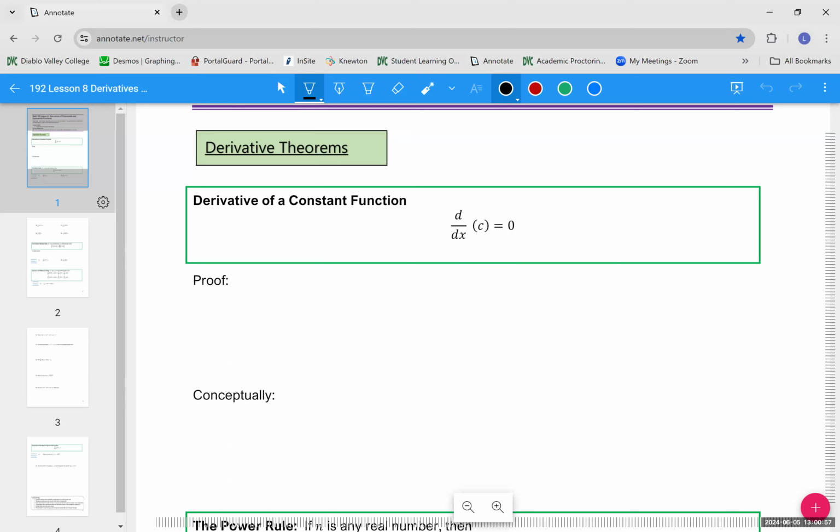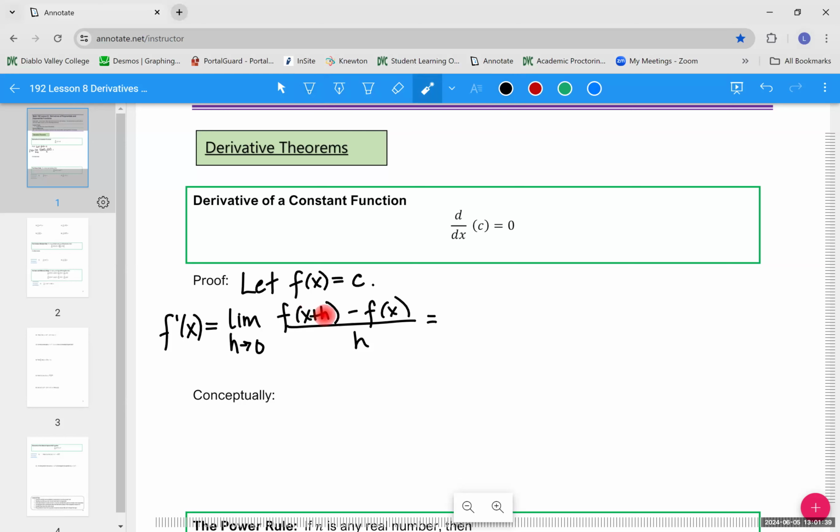You can see that I've written it here. The derivative with respect to x of a constant is just 0. And we can actually prove this. One of the goals of this class is to introduce you to mathematical proof, and this is a pretty straightforward one. So we're going to start by letting f of x equal c. So we're starting with a constant function, and then we're just going to calculate f prime of x. We know that's the limit as h approaches 0 of f of x plus h minus f of x all over h.